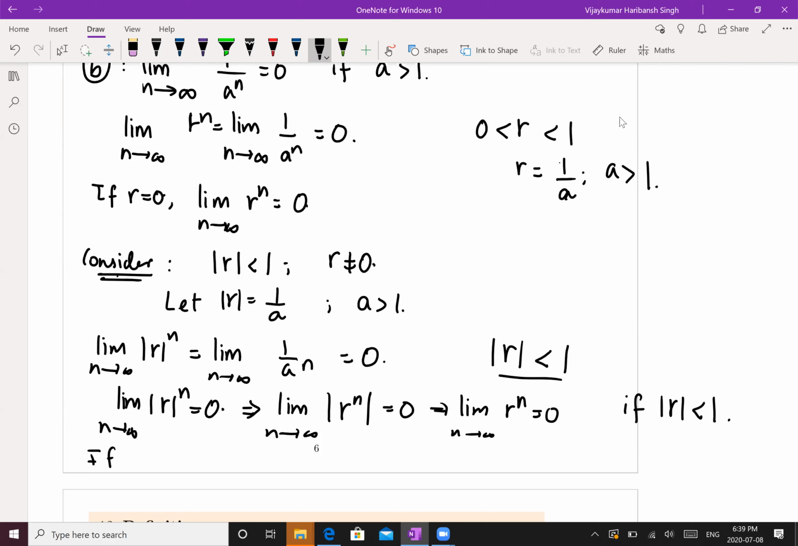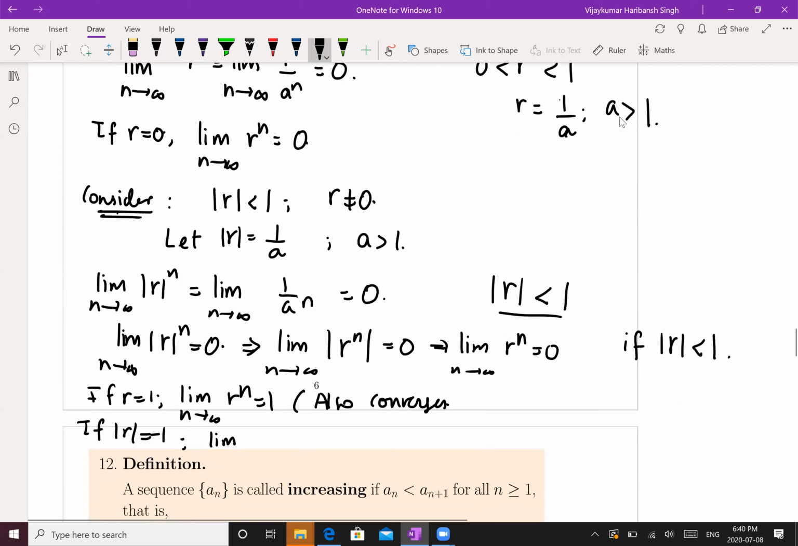Now, if r is equal to 1, then the limit as n goes to infinity of r to the n is 1. So it also converges. If r is equal to -1, then the limit as n goes to infinity of -1 to the power n oscillates and diverges. Yeah, it oscillates between -1 and 1.